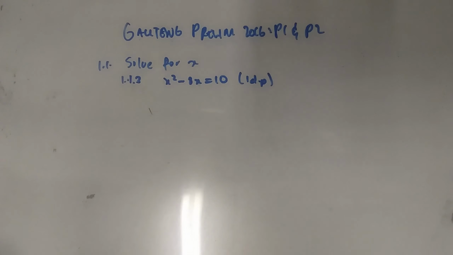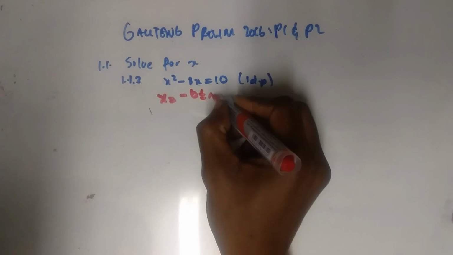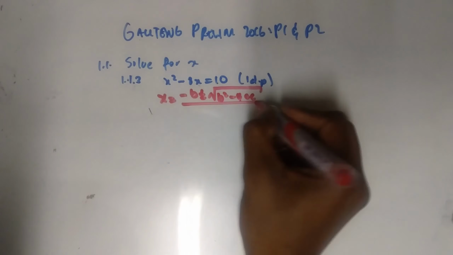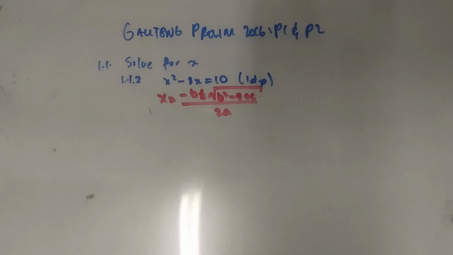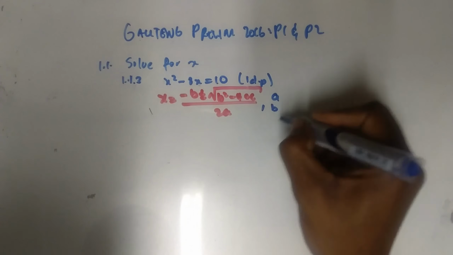When it says that, do not be afraid to note that this involves the famous quadratic formula: negative b plus or minus the square root of b squared minus 4ac, all over 2a. Now we are going to identify what is a, what is b and what is c. Our a is 1, our b is negative 8, and our c is negative 10.